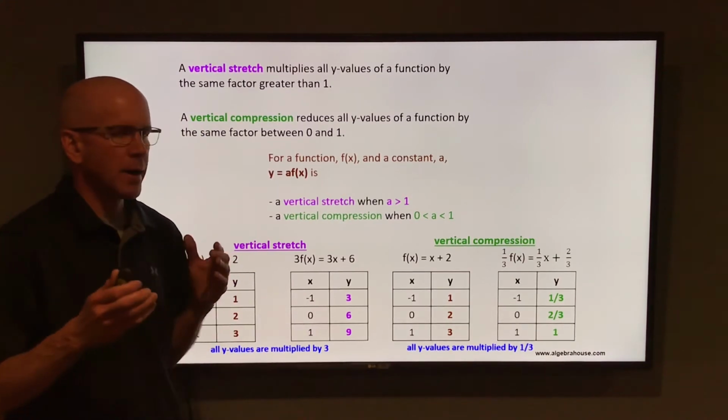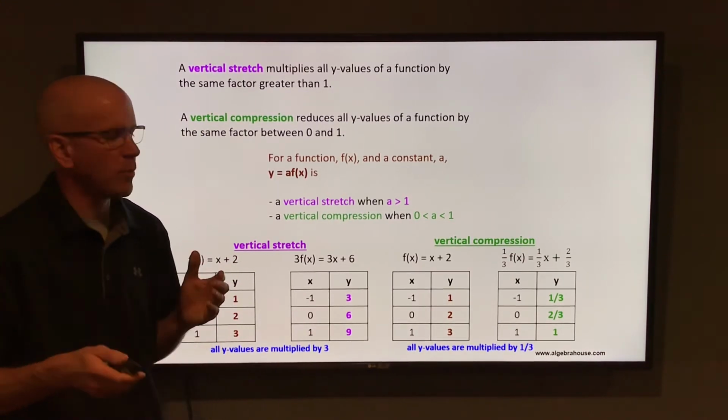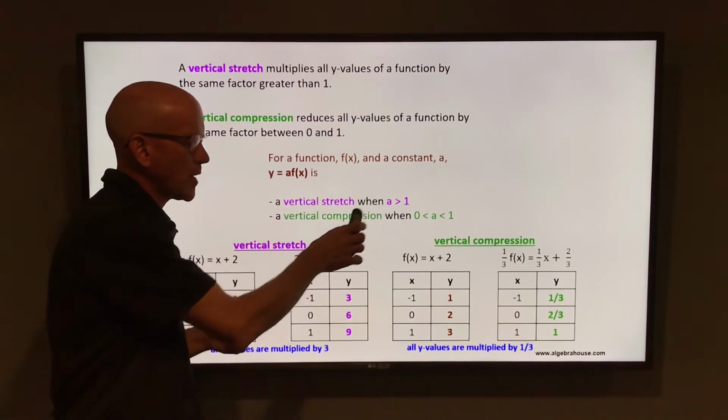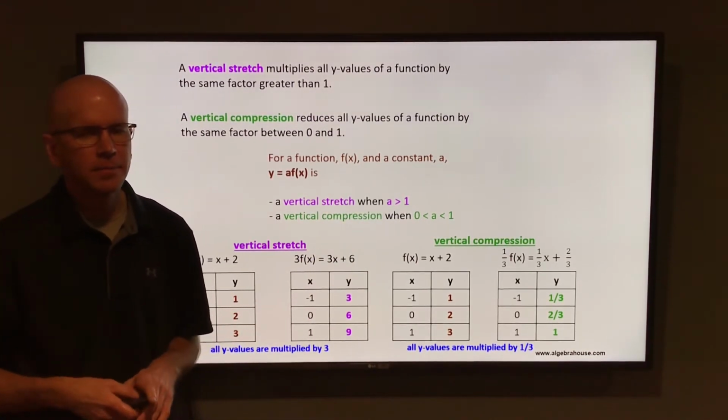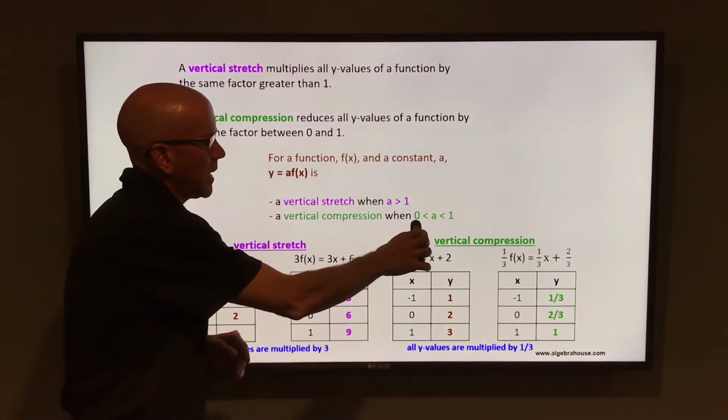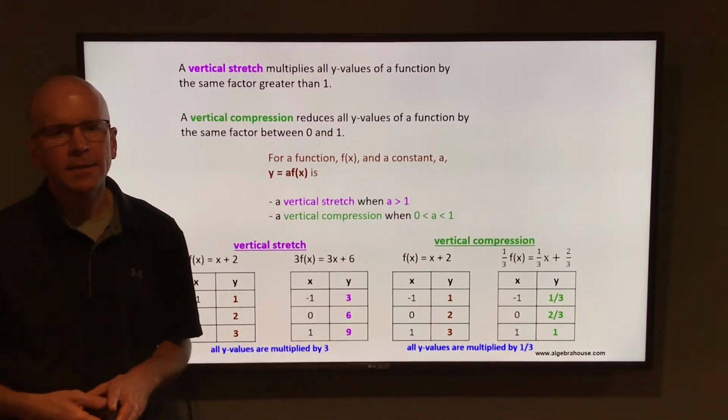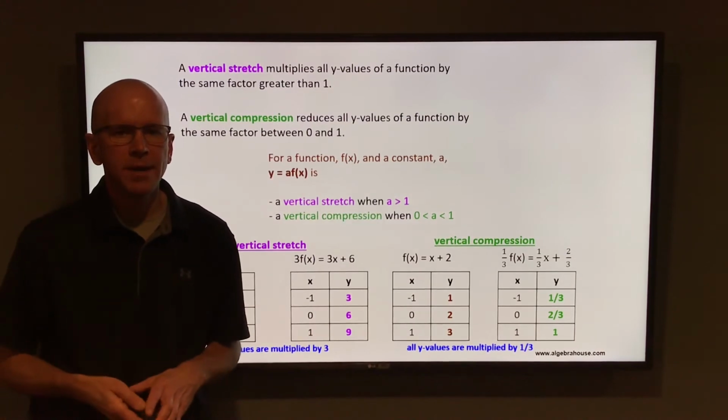So when you take an equation or a function and multiply the y value by a number greater than 1, graphically that's going to stretch away from the x-axis. If you multiply the y value by a number between 0 and 1, that's going to compress toward the x-axis.